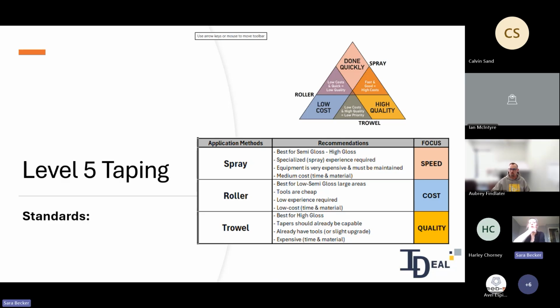The trowel obviously was the best quality, right? So best for really high gloss. We need tapers who are really highly skilled. They already have their tools, or maybe they need to upgrade, but this was the most expensive methodology. So again, the focus in using the trowel applied method would be quality. Any thoughts on these things, you guys? This was your work. I'm just reading it out.